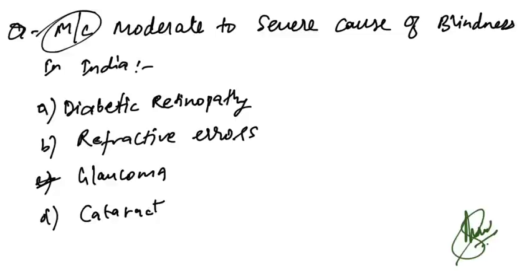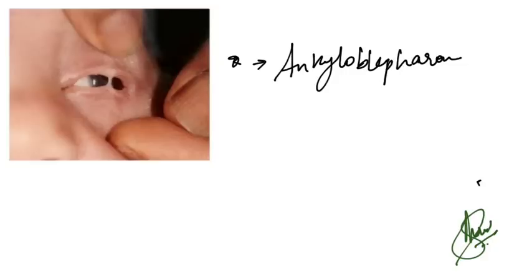Now, the most common moderate to severe cause of blindness in India. So glaucoma is the most common moderate to severe cause of blindness in India. Now you can see this condition was given, what is it called, where both the eyelids are attached? Ankyloblepharon.